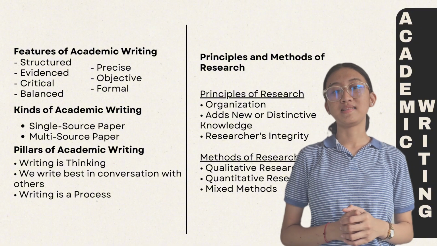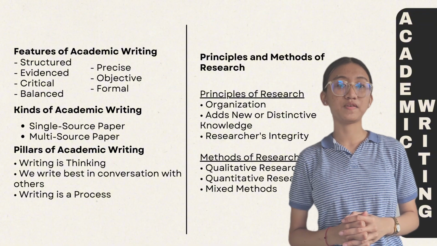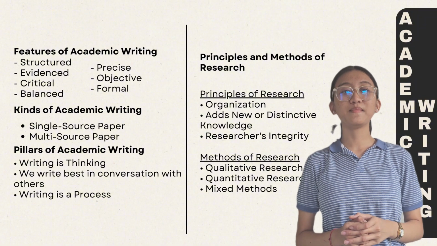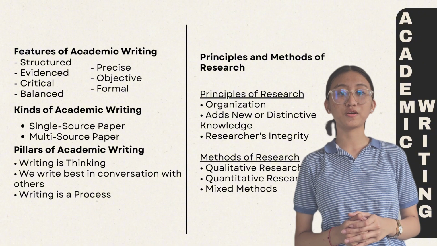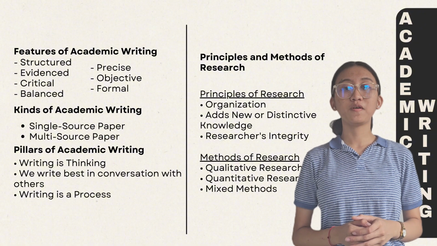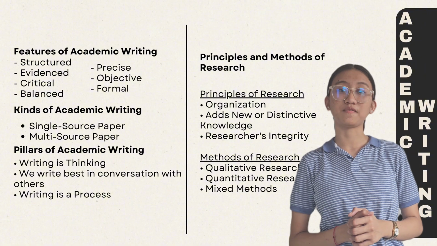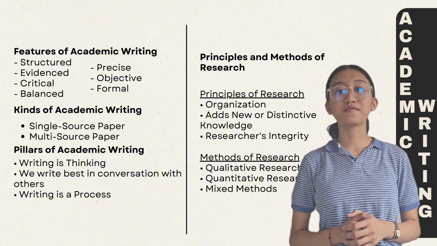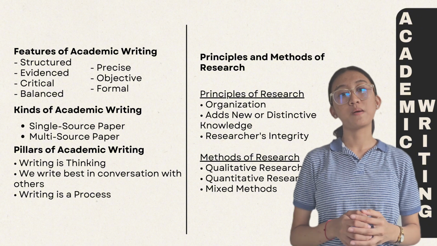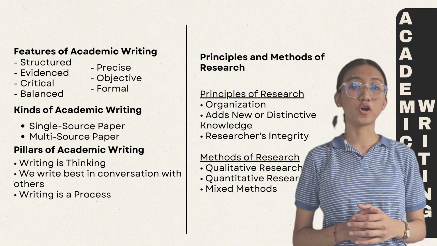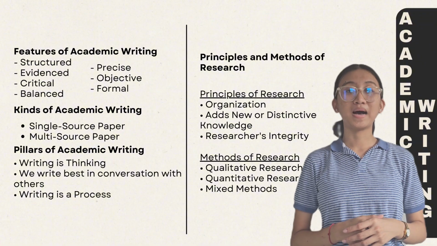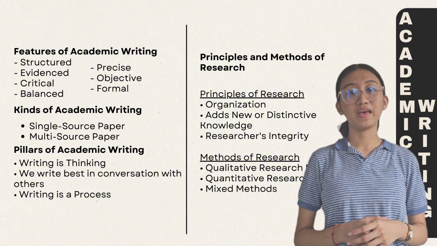Fourth, it is balanced. Writers must look at all the sides of an issue before making conclusions. Fifth, it is precise. Academic writing uses technical terms and vocabulary to communicate meaning accurately. Sixth, it is objective. It focuses on facts and questions rather than personal feelings. And lastly, it is formal. Since it is used in academics, the tone should be professional, using proper grammar and sentence structures. So in short, academic writing is structured, evidenced, critical, balanced, precise, objective, and formal.